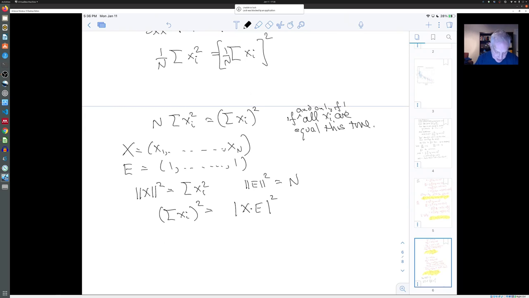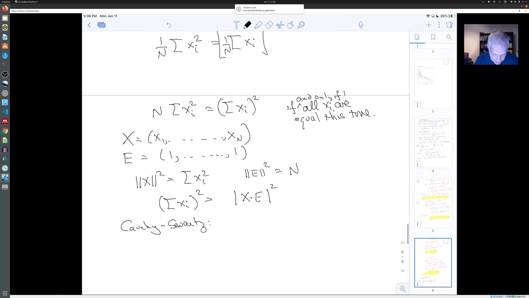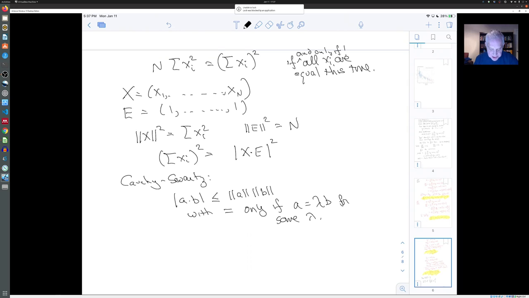And there's a theorem known as the Cauchy-Schwarz inequality, which says that if you have two vectors, the absolute value of the dot product of the two vectors is less than or equal to the product of the norms of the vectors, with equality only if A is a multiple of B. And in two or three dimensions, we know that A dot B is the length of A times the length of B times the cosine of the angle between them. So this amounts to saying that the cosine of the angle between them is at most one. But it's true in higher dimensions as well.